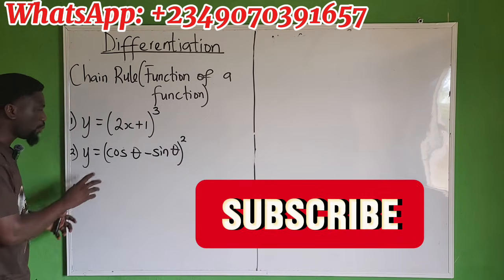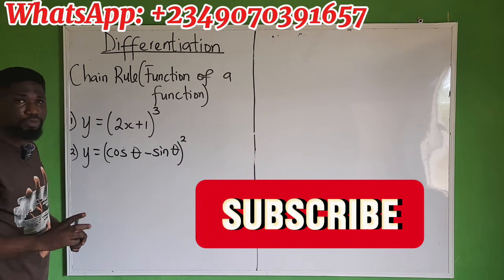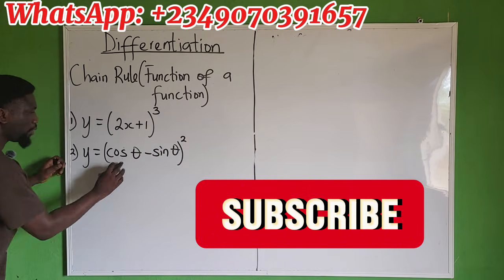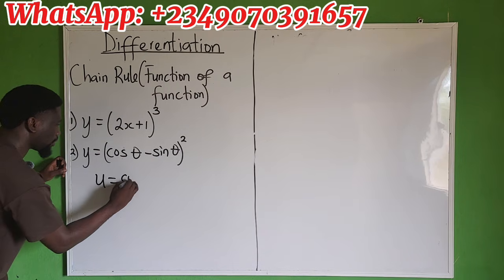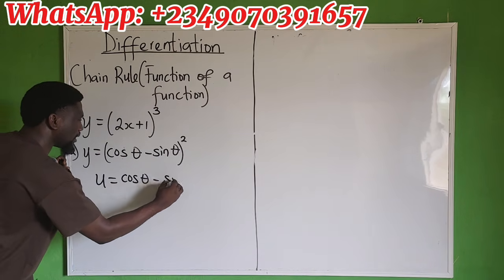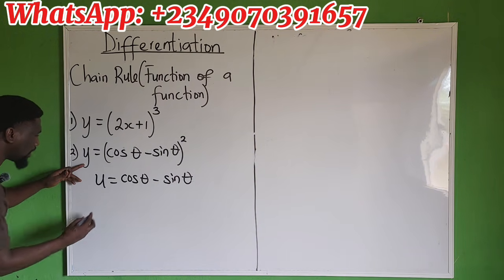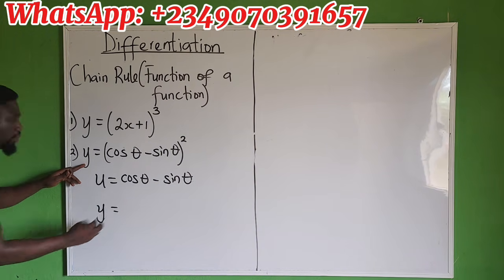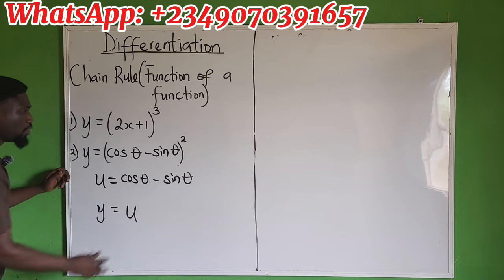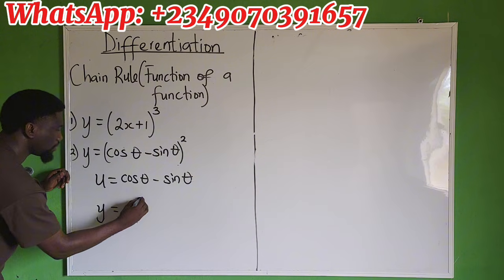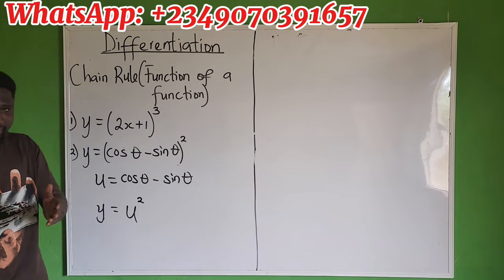Alright, we have y to be cos theta minus sin theta all to the power of 2. So what's the first thing then? What we have inside the bracket is going to be our u. So u is what? Cos theta minus sin theta. So we are now going to have y to be equal to what? This is u to the power of 2. Is that taken?